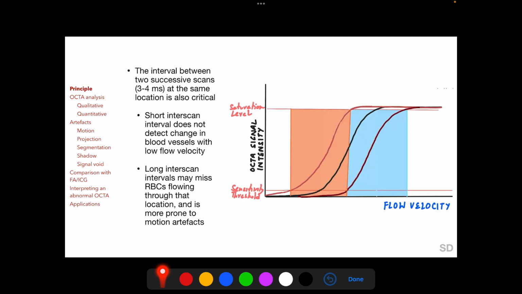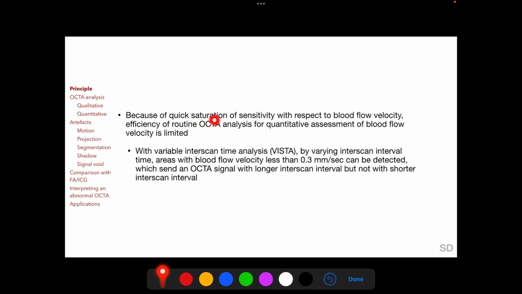These erroneous non-perfused areas are also called signal voids, which we will discuss further along with the other artifacts of OCTA. The interval between two successive scans at the same location, which is usually 3 to 4 milliseconds, is important. OCTA with shorter interscan intervals may not be able to detect blood vessels with low flow velocity, and OCTA with longer interscan intervals may miss RBCs flowing rapidly through blood vessels and is more prone to motion artifacts. Because of the quick saturation of sensitivity of OCTA signal with respect to blood flow velocity, efficiency of routine OCTA analysis for quantitative assessment of blood flow velocity is limited.